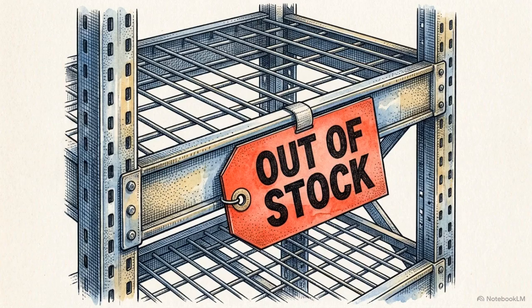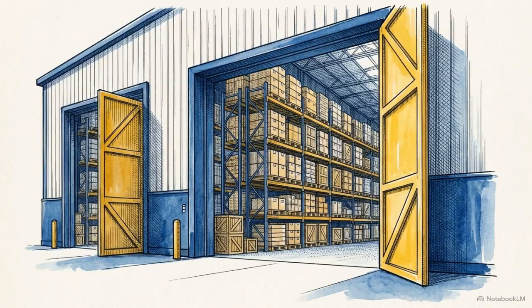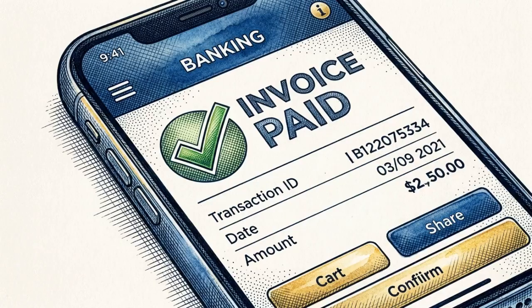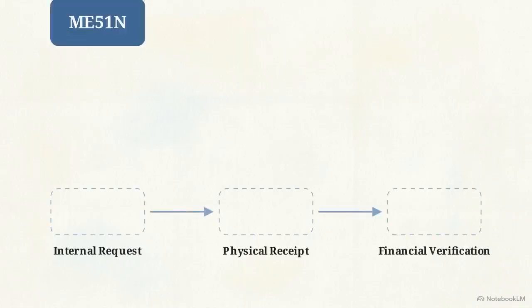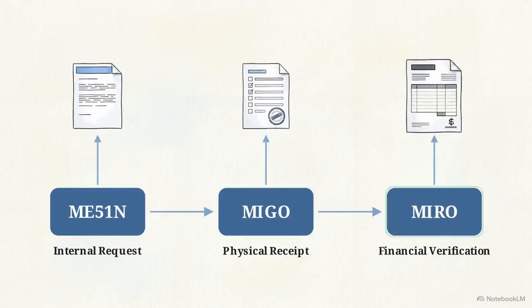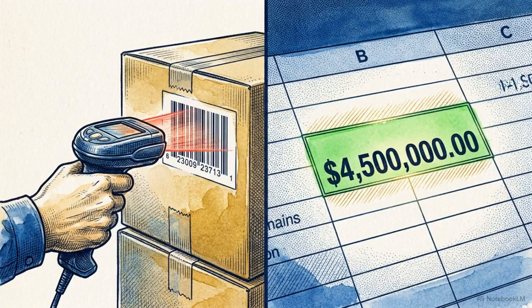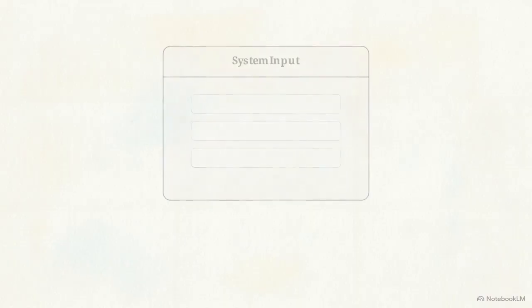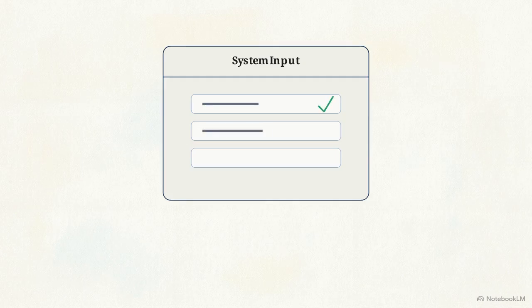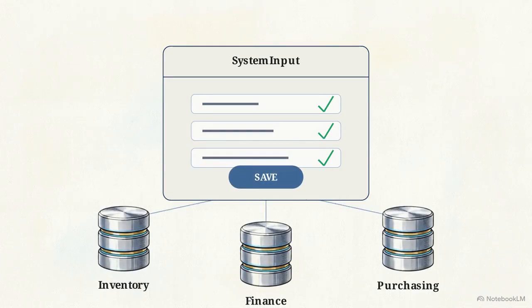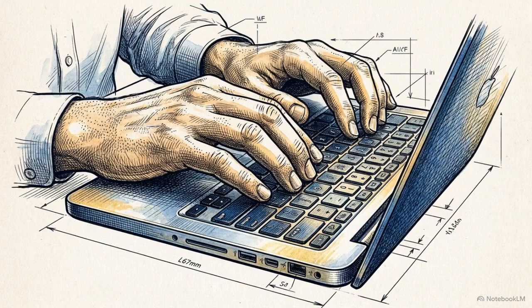We'll start by identifying a need, track it through the warehouse stores, and finally pay the supplier. By the end, you'll know the specific transaction codes to use for each step, and you'll see exactly how warehouse actions automatically update corporate financial records. Understanding this end-to-end cycle ensures you know exactly why the system is asking for specific data and where that data goes once you hit save. Let's get started. Step 1.